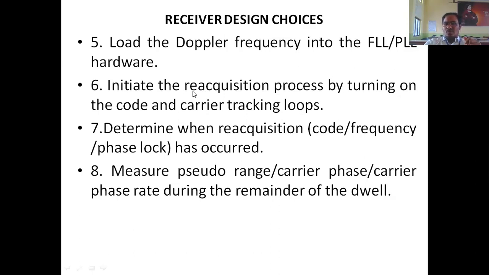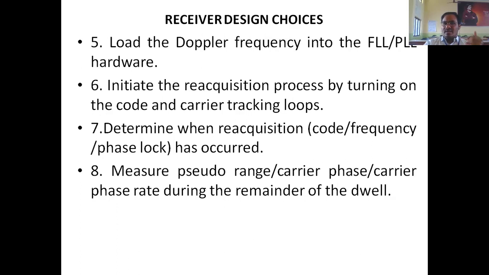by turning on the code tracking and carrier tracking loops, because code is to be tracked and also carrier is to be tracked. Carrier is to be rejected and code is to be accepted. And next step is to determine when the reacquisition has occurred, because time is also very, very important. Based upon the time only we could estimate the position, that is code or frequency or phase lock.